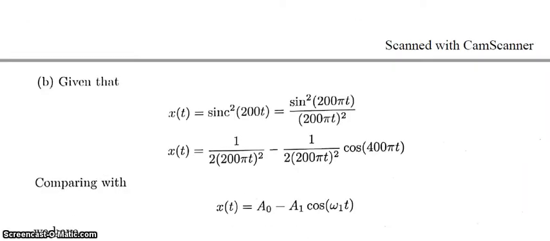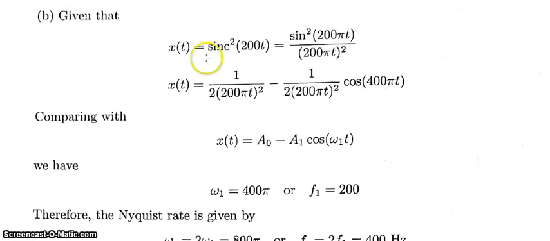Now the next part B is x(t) = sinc²(200t). Again, we can write sinc²(200t) as sin²(200πt) divided by 200πt, the whole squared, and sin²θ = 1/2 (1 − cos 2θ). On expansion, we get 1/2 times the 1/(200πt) whole squared, which is common for both terms, and in the second term we have cos(400πt), which is cos 2θ.